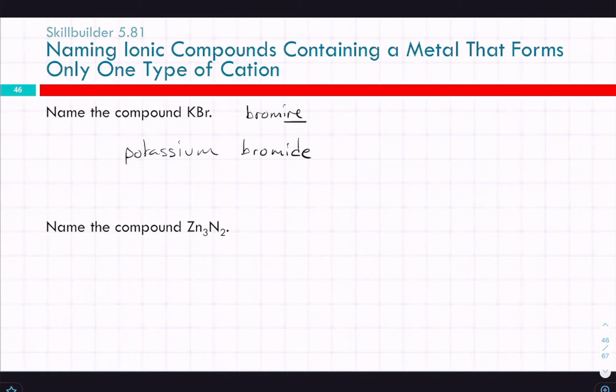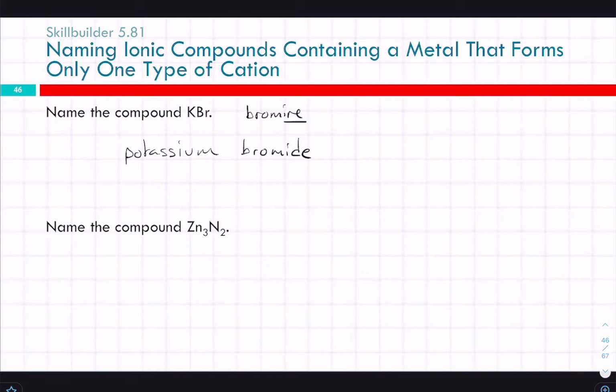Or do we? When would we need Roman numerals? Not when we have to balance out the charges, because these are balanced, right? Potassium forms a 1 plus charge. Bromine is 1 minus. So they're balanced. But what is it about potassium that means we don't need Roman numerals? It can have multiple charges. Yeah, it only forms one type of charge. So it's only ever 1 plus. So it doesn't need Roman numerals to tell us what the charge is. It's always the same charge.